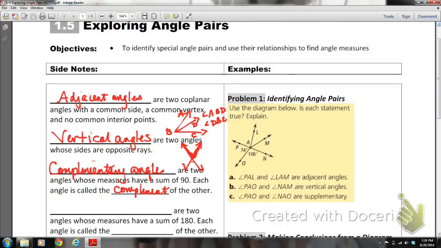Angles whose measures have a sum of 180 are supplementary. Each of those angles is called a supplement of the other. Once again, they do not have to be adjacent. They could be a 70-degree angle and a 110-degree angle that are totally separate from each other. Their sum is 180, so they are supplementary.